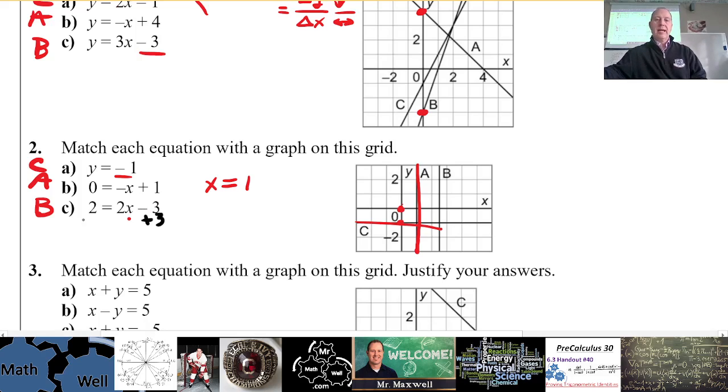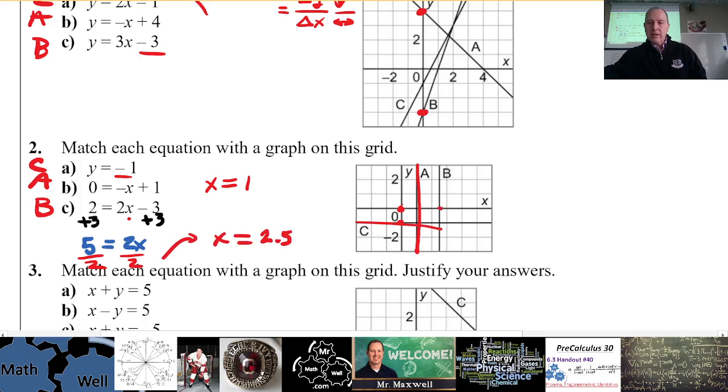Add 3 to both sides, add 3. So I have 2 plus 3 on the left now. That's going to be 5, and then equals 2x. And then divide by 2 to get x all by itself. And I get x equals 5 over 2 or 2.5. And this is 2.5 right here, the x value. So that one is B.